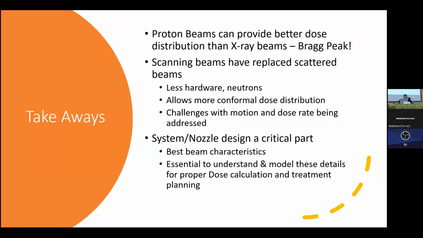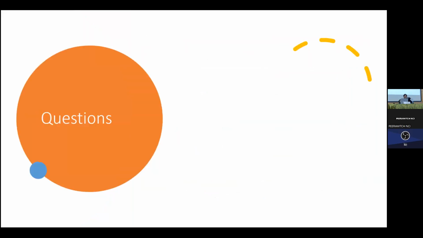So the takeaway is that scanning beams are more efficient, essentially. And for lunchtime, I want to take any questions.